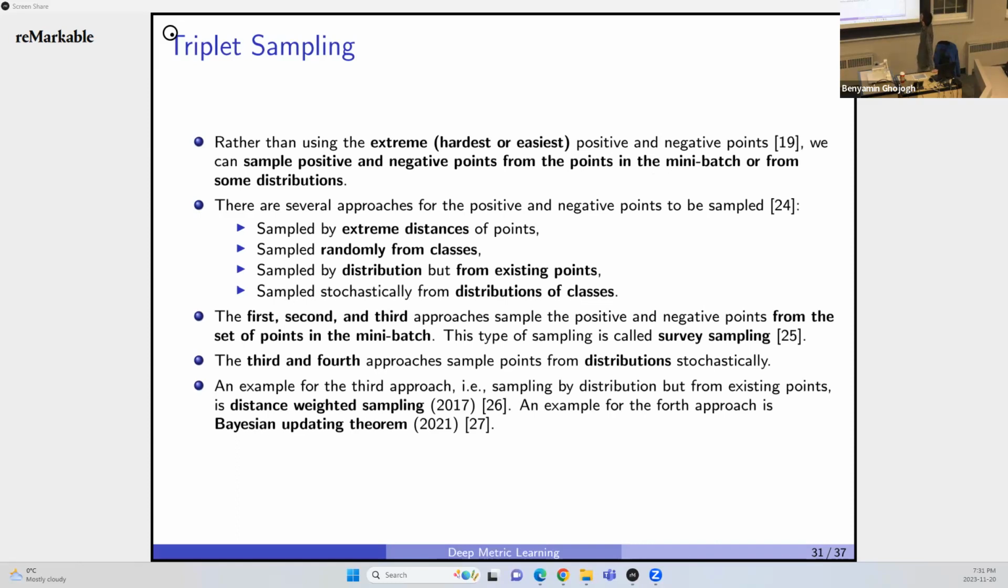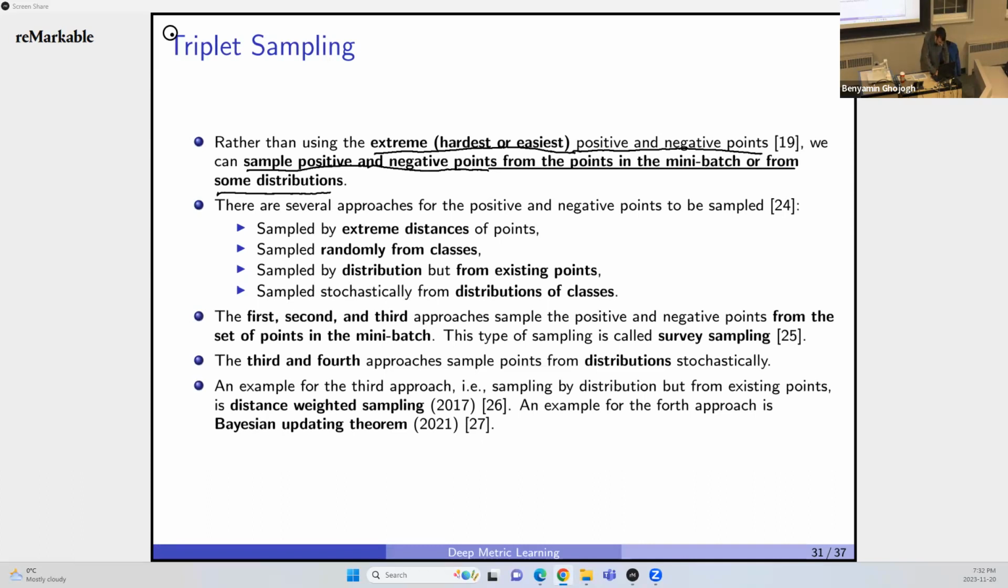Okay, so we can also have triplet sampling. Rather than using extreme positive or negative points, the hardest and easiest, these are the extreme cases, right? We can sample positive and negative points from the points in the mini batch or from some distribution. So first off, we have two types of sampling in the literature of statistics. For more information, read this paper.